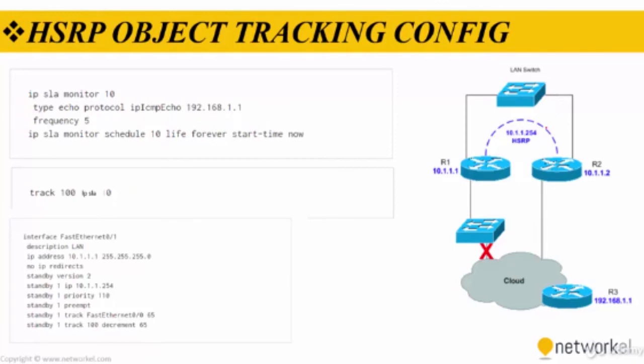Here's the object tracking configuration as well. I'm defining an IP SLA, and I'm trying to ping this IP address. As you can see, I have a local area network switch and I have router 1 and router 2, and on the other side I have a core router which has an IP address of 1.1.